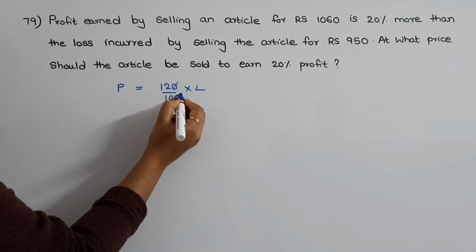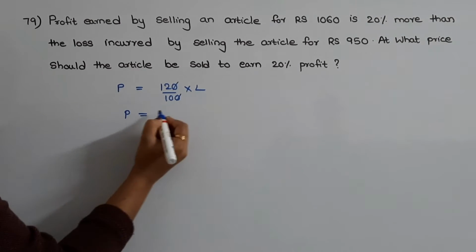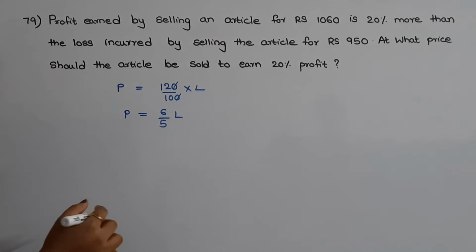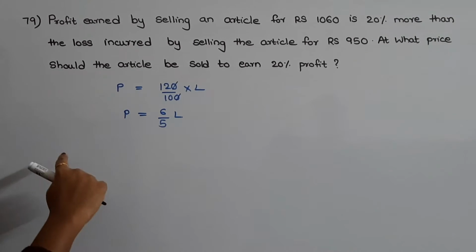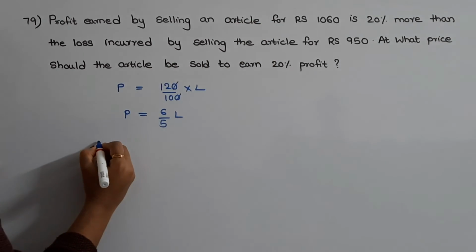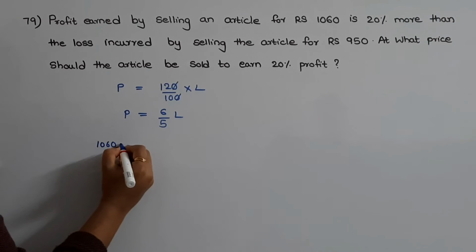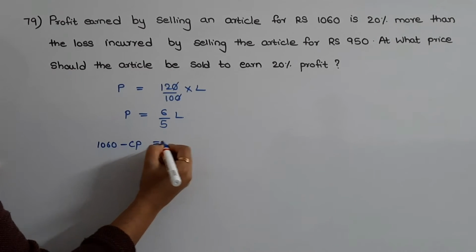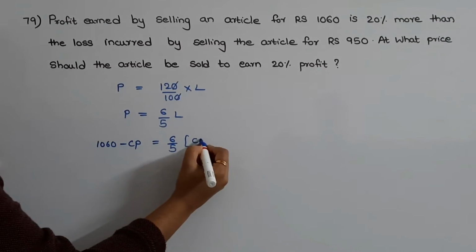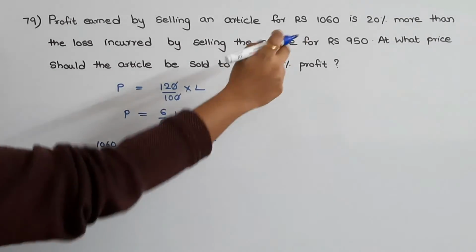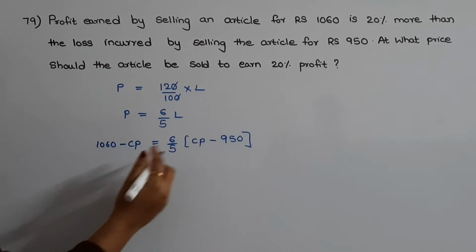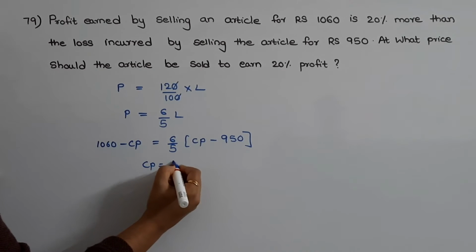Okay, so on simplifying this we will get profit is equal to 6 by 5 of loss. We know that profit is equal to selling price minus cost price, and in the first case selling price is 1060. So 1060 minus cost price is equal to 6 by 5 into loss, which is cost price minus selling price. The selling price is given as 950 in the second case. On solving this you will get the cost price as rupees 1000.